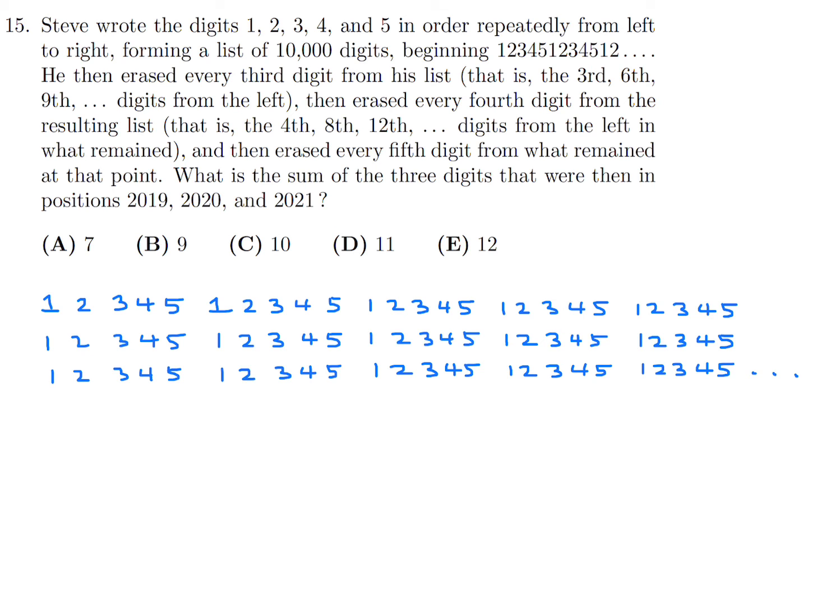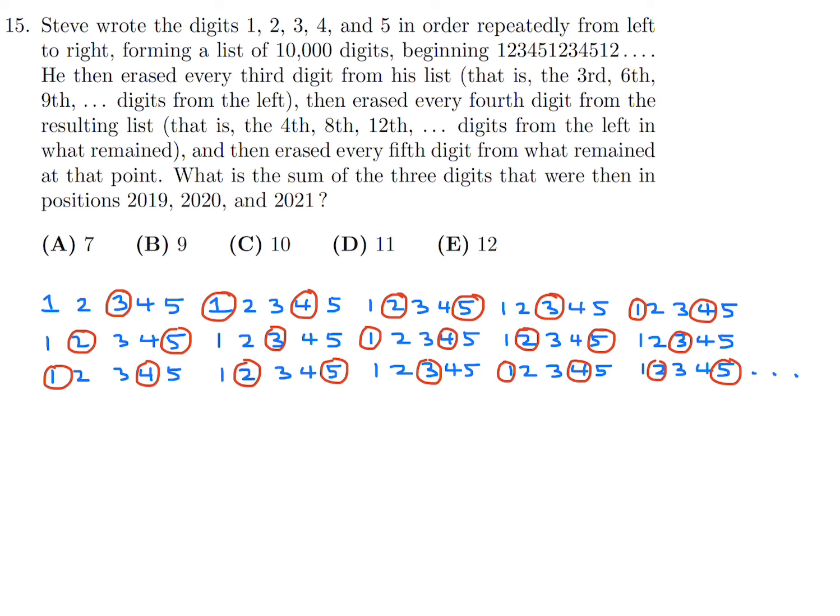All right, so now let's do what the question is saying. First, he erased every third digit. So let's circle every third digit, and that way we can eliminate those. So very carefully, without making any mistake, let's circle every third digit. 1, 2, 3, 1, 2, 3, and so on.